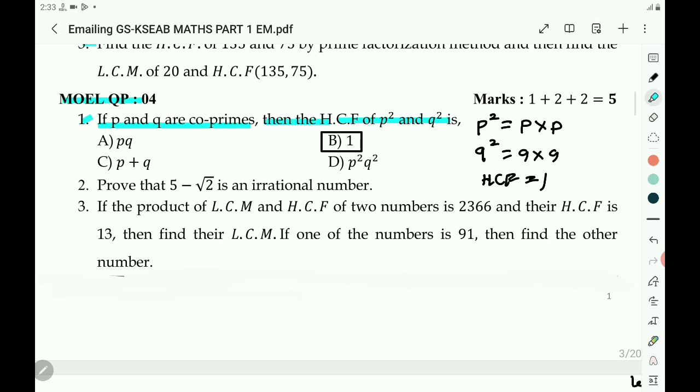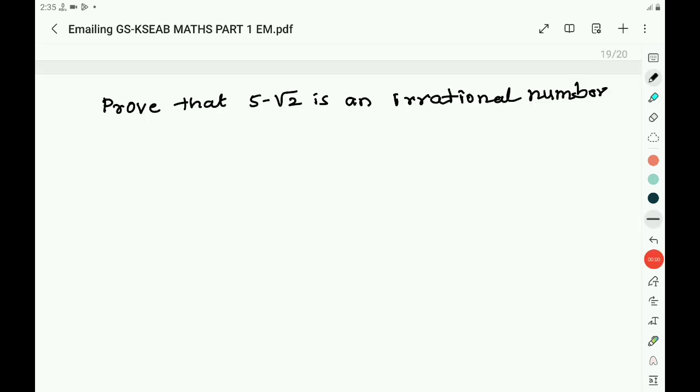Second question. Prove that 5 minus root 2 is an irrational. Let us prove that 5 minus root 2 is an irrational number. So let us assume to the contrary that 5 minus root 2 is a rational number.